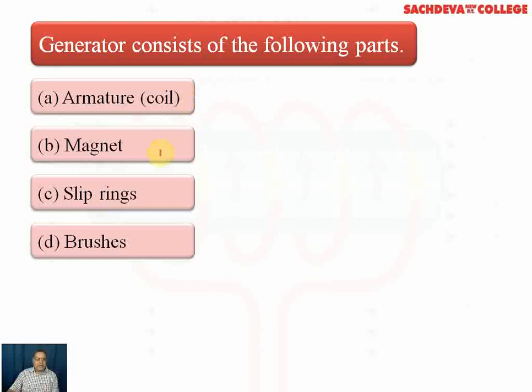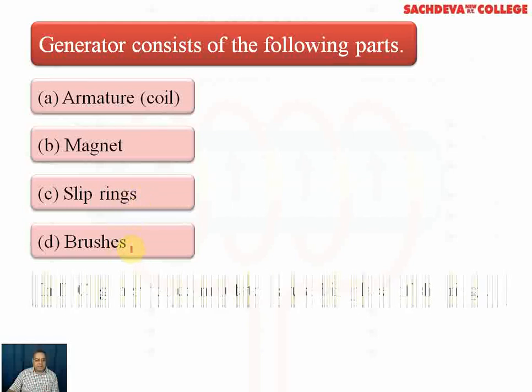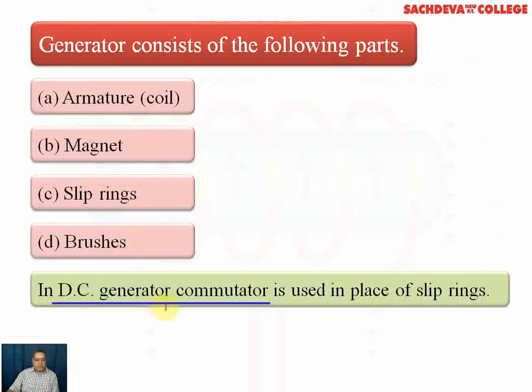Then we come to the magnet. Obviously, the magnet is a horseshoe type magnet and the pole pieces are concave. Then come the slip rings, which are also adjusted in a particular part of the generator, and the brushes which we find will help in the change in flux. Now, in a DC generator, a commutator is used in place of slip rings. So, in an AC generator, it is the slip rings, but in case of a DC generator, it will be a commutator.